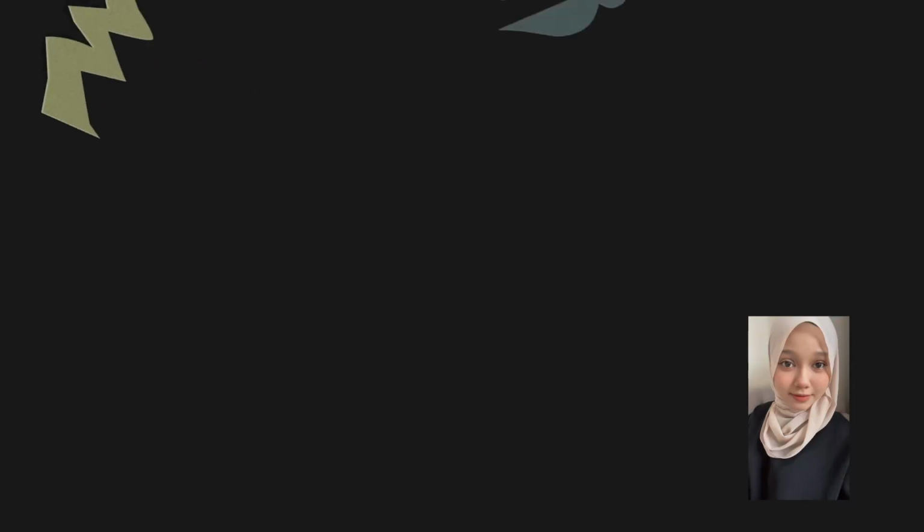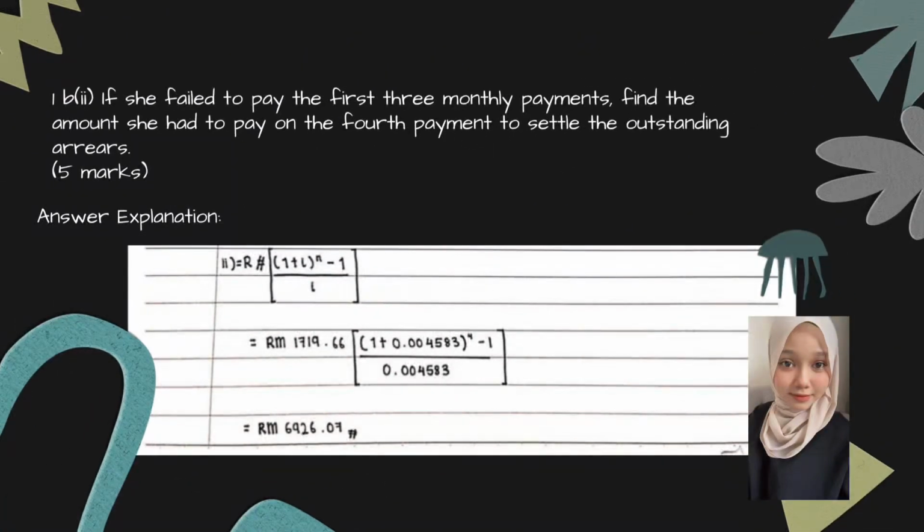For question 2 Roman, if she failed to pay the first 3 monthly payments, find the amount she had to pay on the 4th payment to settle the outstanding arrears. To find the amount ALYA has to pay on the 4th month after missing the first 3 monthly payments, we use R multiplied by bracket 1 plus I bracket negative 1 divided by I. R is 1,790 ringgit and 66 cents multiplied by bracket 1 plus 0.004583 bracket negative 3 minus 1 divided by 0.004583. So the amount to be paid on the 4th month to cover the arrears is 6,926 ringgit and 7 cents.